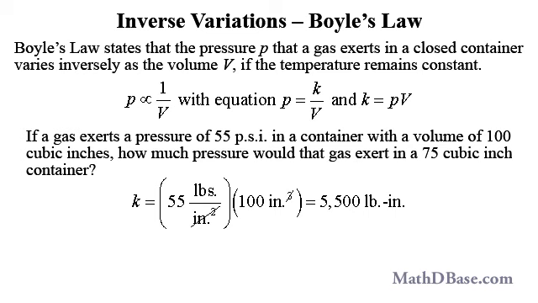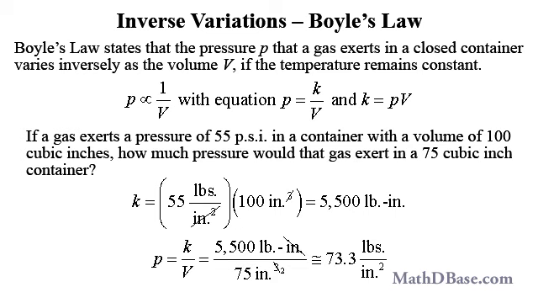Now solving for the value of the pressure in the smaller container, P is equal to 5,500 pound inches over 75 cubic inches. The inches unit cancels with 1 in the denominator, and we have an increased pressure of approximately 73.3 pounds per square inch.